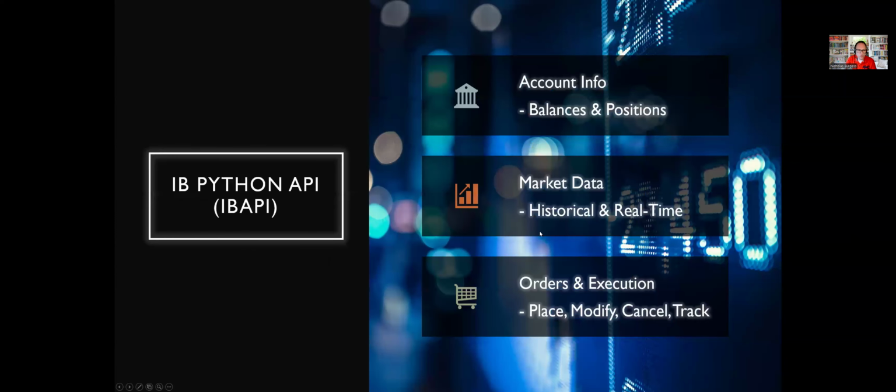So the API itself, the IB API, allows you to do everything we just said. You can check your account information, balances, positions. You can get market data, historical and real-time data. You can manage your orders and execution by placing trades, modifying trades, canceling, and you can track your fills and track your execution and much, much more.